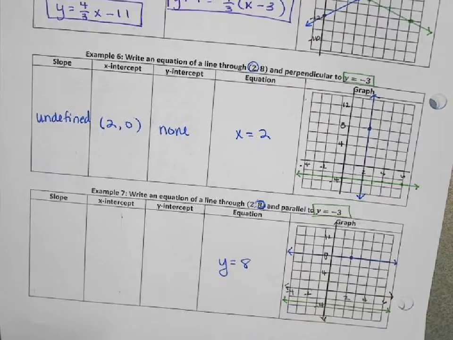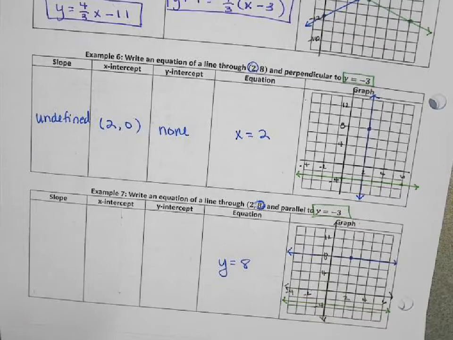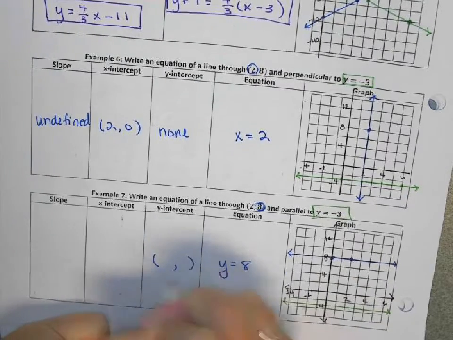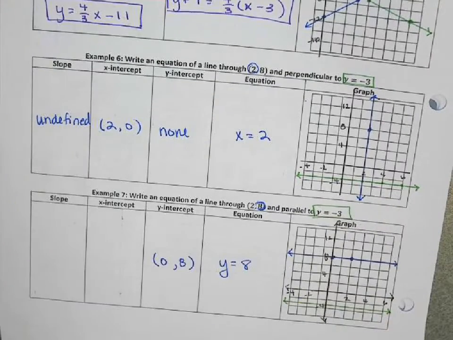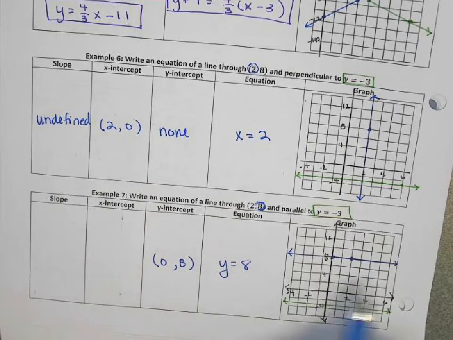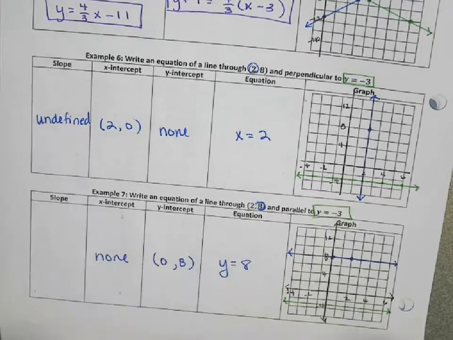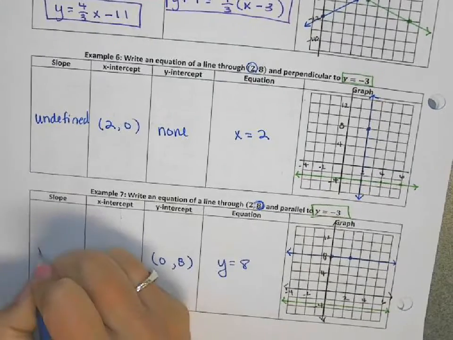What's the y-intercept? Where does that blue line hit the y-axis? Right here, and remember you always have to write your intercepts as a point, so 0, 8. Where does that horizontal line hit the x-axis? Never. It's running parallel to the x-axis, meaning they will never intersect. Okay, that's what parallel means. They never intersect. So there is none. And what is the slope of a horizontal line? 0. So m equals 0.